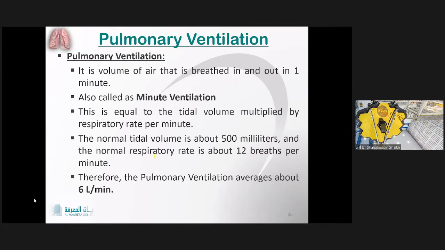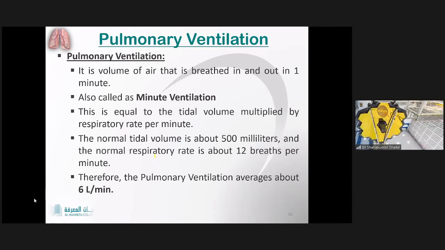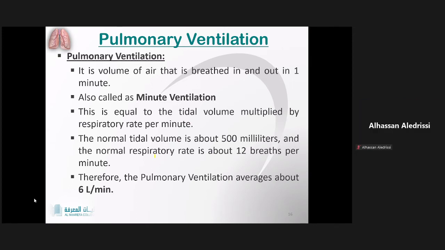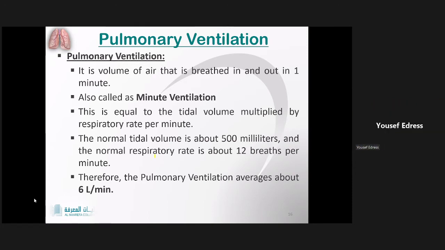So what is the answer for this question? Here the tidal volume is 400, anatomical dead space 100, and respiratory rate 10. How much is the pulmonary ventilation? 4,000. 400 multiplied by 10 is 4,000. Are you clear now, all of you? Yes, doctor. So in pulmonary ventilation, you don't have to subtract anything. Simply multiply tidal volume by respiratory rate.